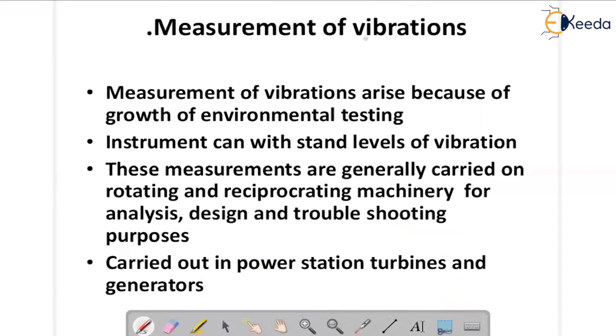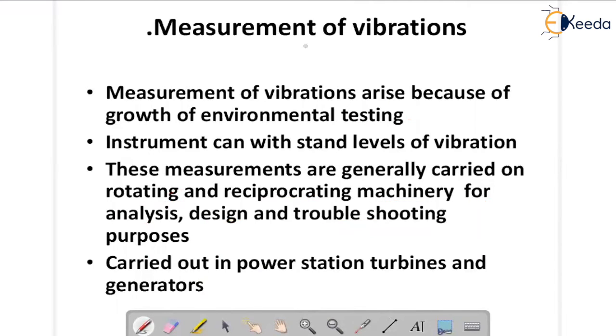Now, measurement of vibrations. As you know, vibration is not an electrical quantity, and we are studying the measurement of non-electrical quantities. Measurement of vibrations arises because of the growth of environmental testings. So what is the need of vibration measurement? It's because of the growth of environmental testings, so an instrument can withstand levels of vibrations. These measurements are generally carried out on rotating and reciprocating machinery for analysis, design, troubleshooting, and other purposes.